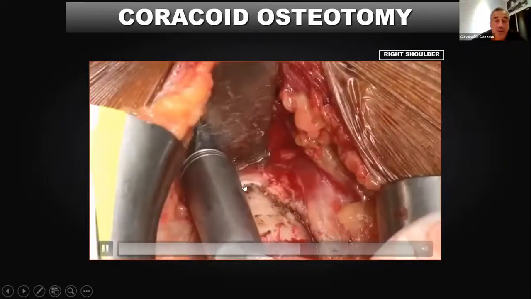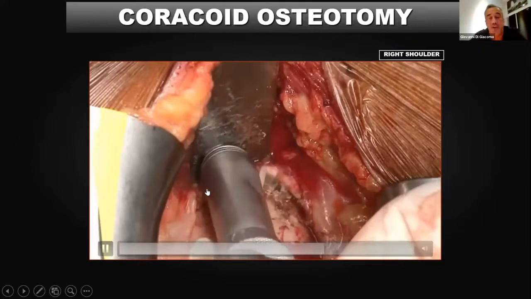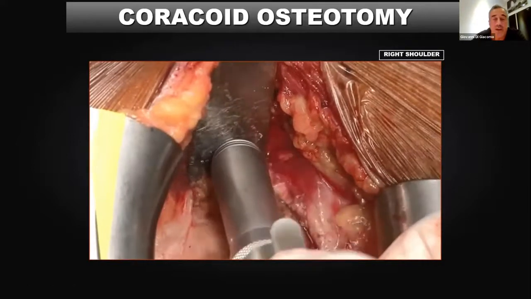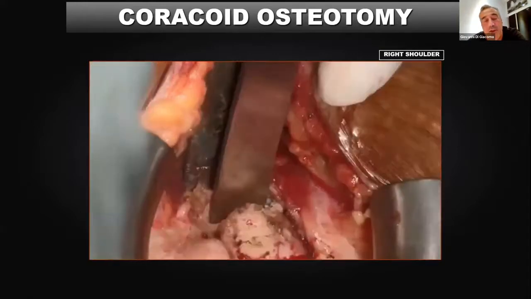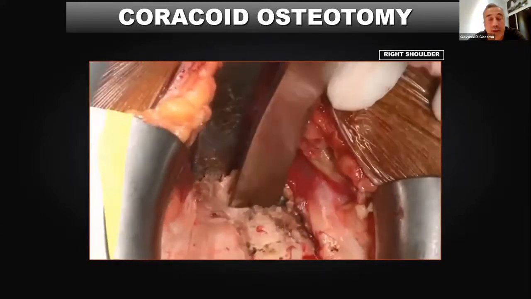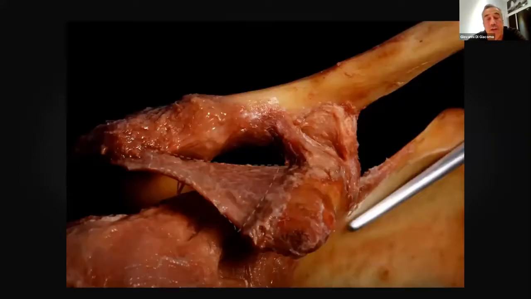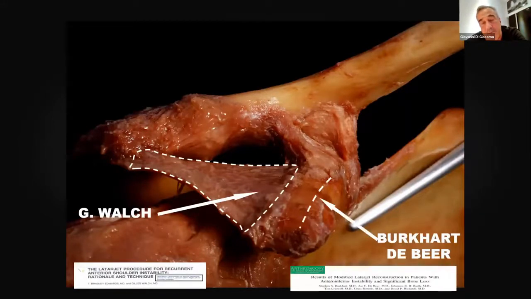I want a good view of the coracoid, then I perform from superior to inferior, at the level of the knee of the coracoid, a coracoid osteotomy that is mostly around 20-22 millimeters. It is very important to have a good piece of the coracoid. This is a very nice image of the anatomy of this superior district of the shoulder.